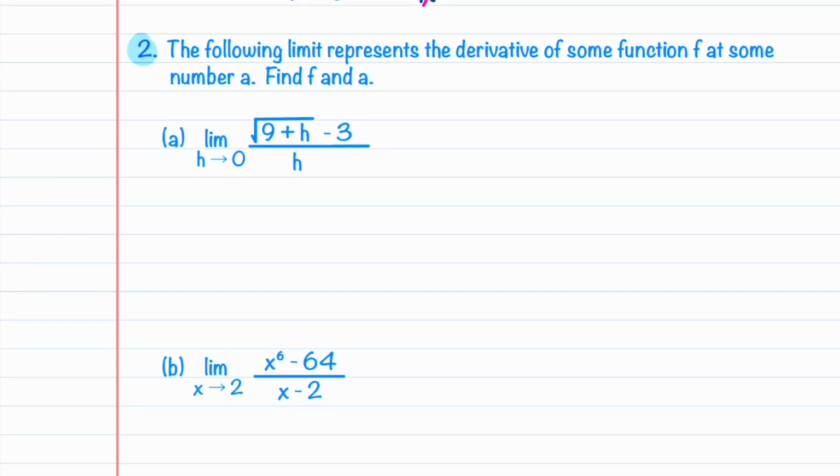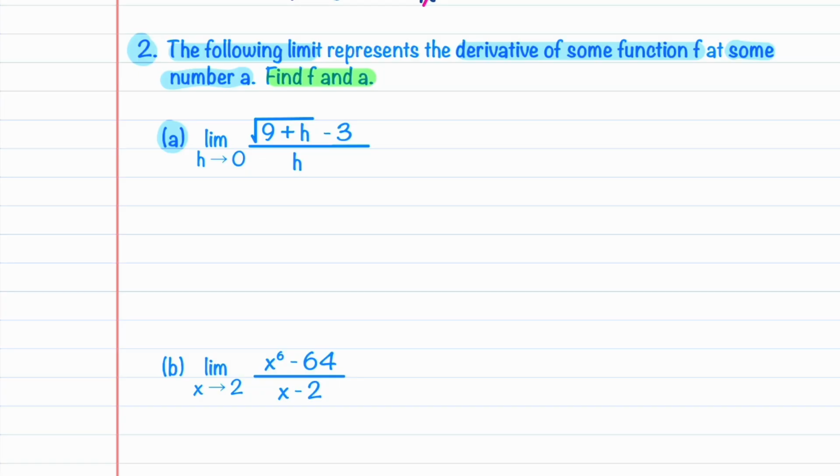Let's now look at another example. Whenever I used to give this example on a quiz or a test, it was usually the most missed problem. I want to make sure that you understand how to do this. The following limit represents the derivative of some function f at some number a. We are asked to find f and find a. The way you want to begin a problem like this is to write down the definition of the derivative that corresponds to the limit that you're given.